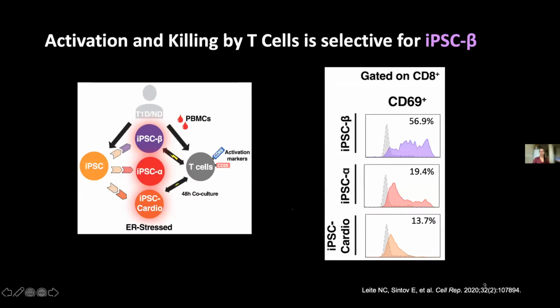So here, what I'm showing you is just one activation marker. On the top one, you can see the percentage of T cells that get activated against the beta cells. Here is the percentage of T cells that get activated against the alpha cells. And in the bottom one, against the cardiomyocytes. So we can observe there is a much lower activation against other cell types in comparison with the iPS-derived beta cells.